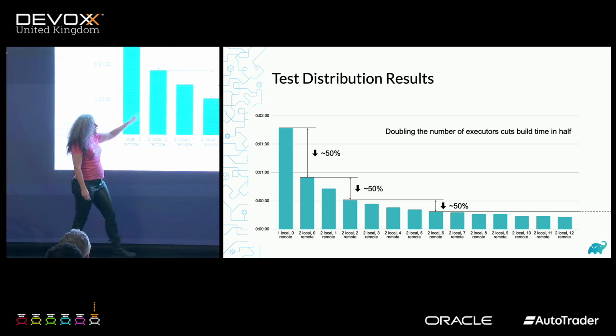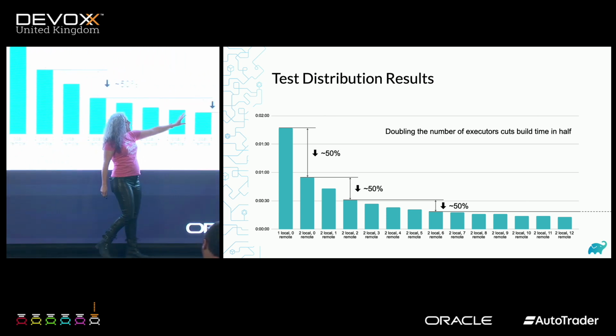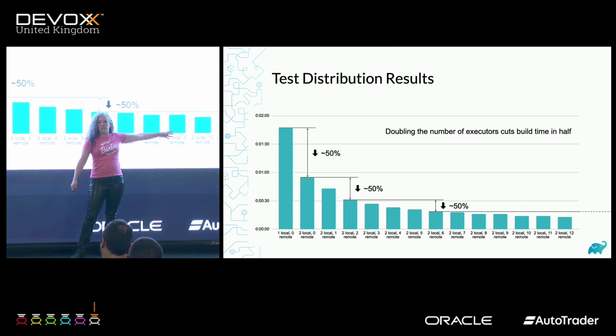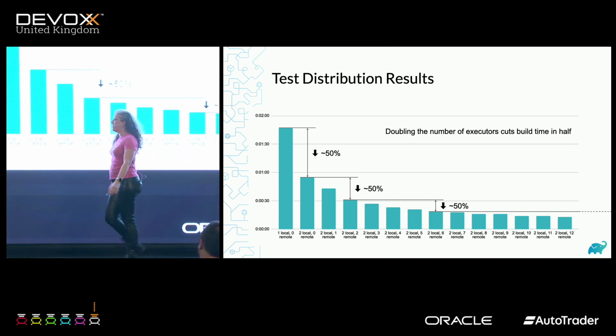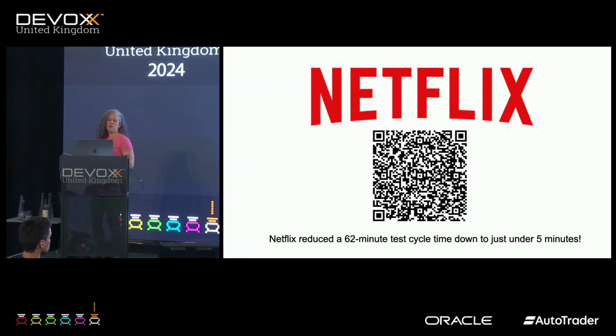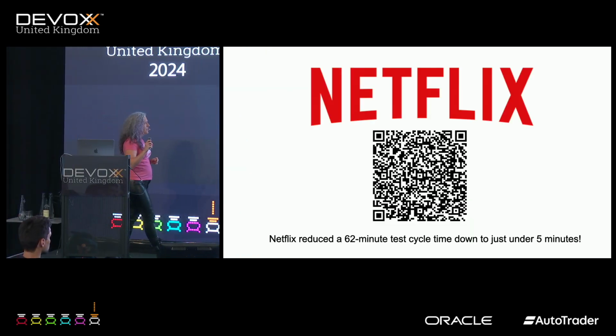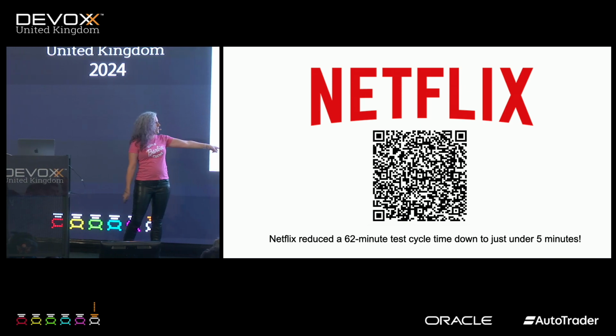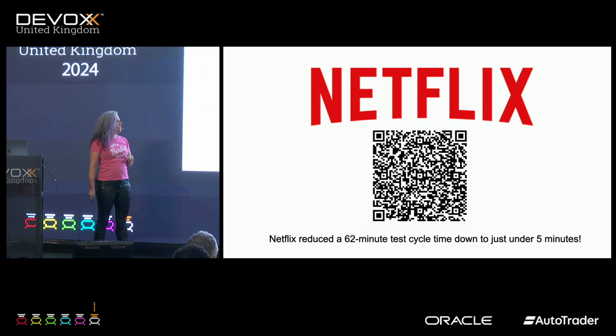So this is great. There will also come a point, probably around about here, where you don't need to add more agents because you're going to get diminishing returns from that. So you want to find your optimum amount of agents. And we have a story of Netflix using Develocity's test distribution to reduce their 62-minute test cycle time to under 5 minutes, because they can just run all of their tests massively parallelly.